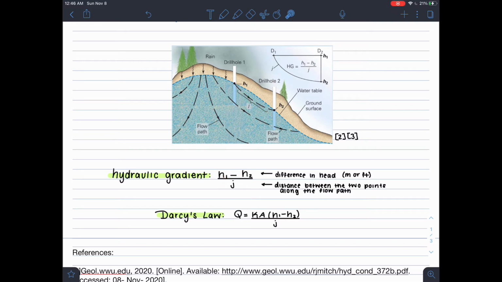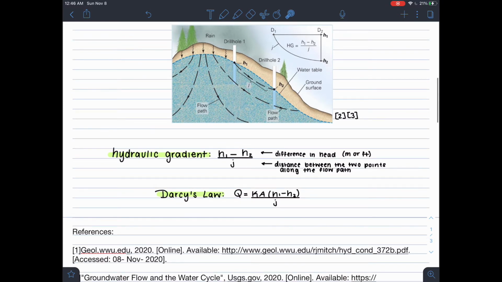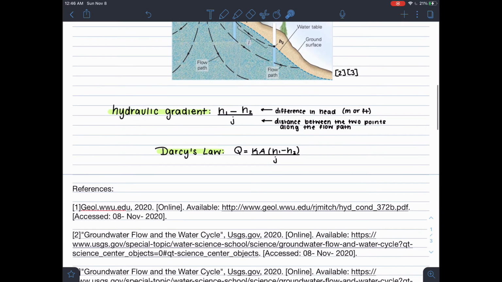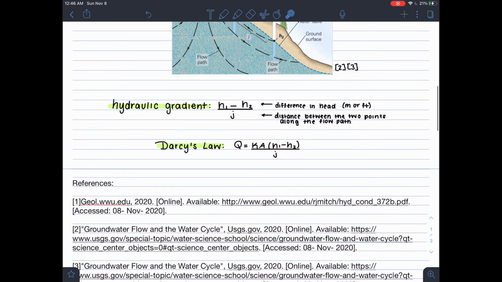Hydraulic gradient is calculated by dividing the difference in a hydraulic head between 2 points by the distance between 2 points as measured along the flow path, as we can see again in the equation. A hydraulic gradient exists anywhere the water table has a slope. Typically, the slope of the water table is so small that the path length is almost the same as the horizontal distance. We also get into Darcy's law.